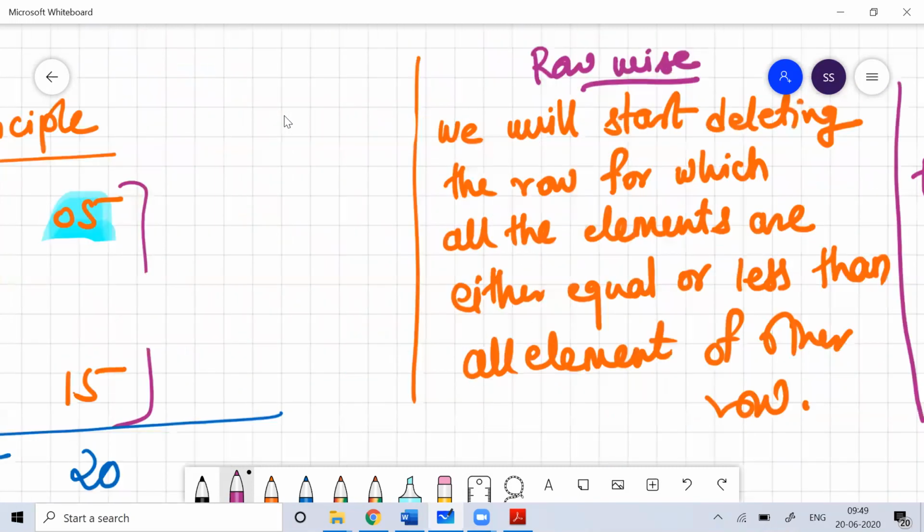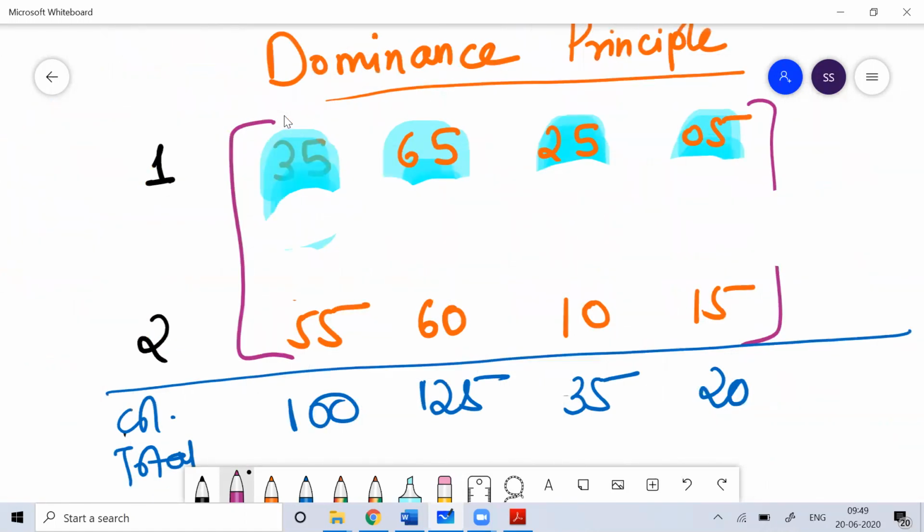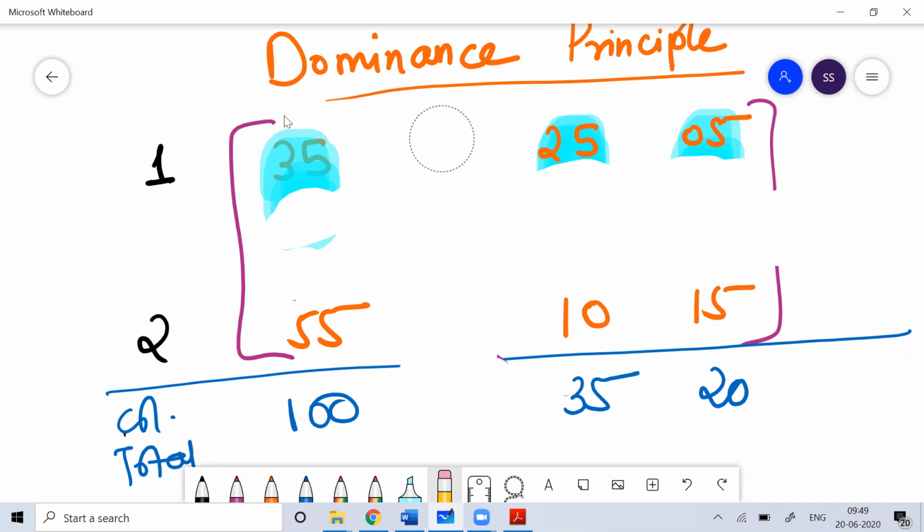So now you can see column wise, which is the column having the maximum value. This is the column, so keep that as a target. Now compare column 1 and column 2. 65 is more than 35 and 60 is more than 55, so you can delete column 2. I can delete this column.